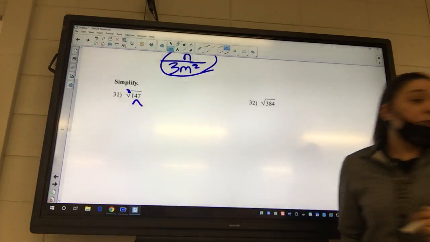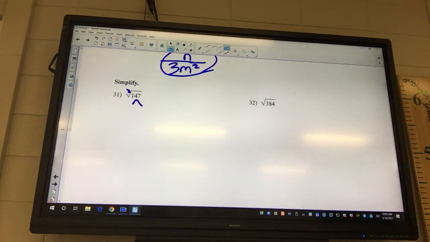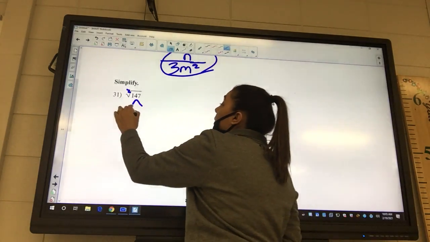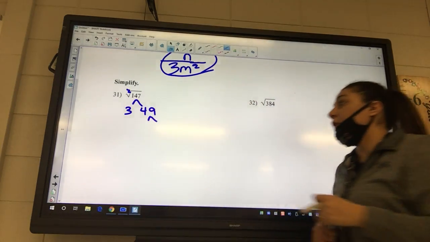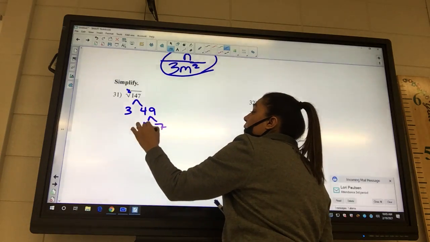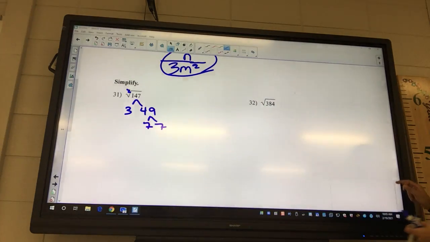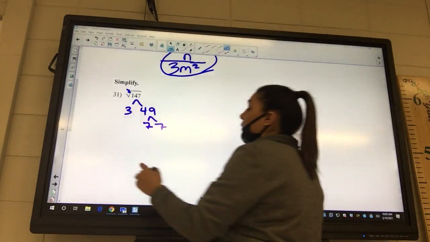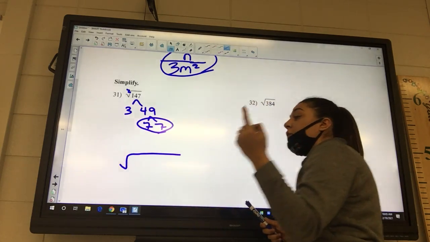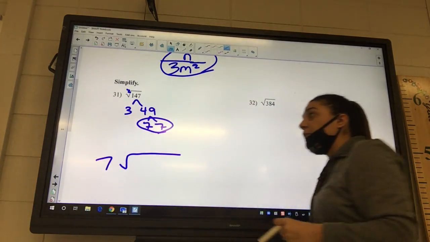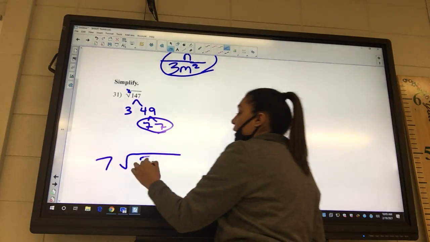So 147, what are some factors of 147? What do you start with? 3 and 49. Okay, what are some factors of 49? 7 and 7. Okay, so our group number is 2, so who can go? The 7. So for every group of 2, we circle it, and you put one of those on the outside. Can the 3 go? No, he can't, so he's going to go back on the inside.